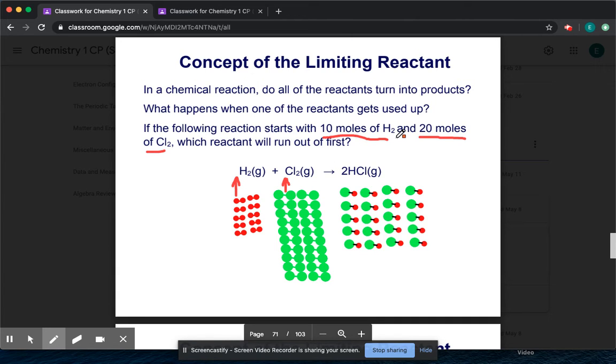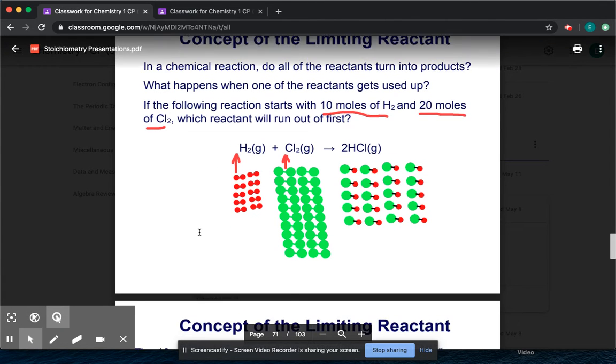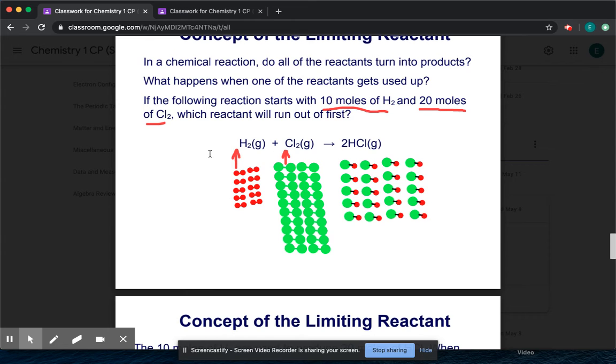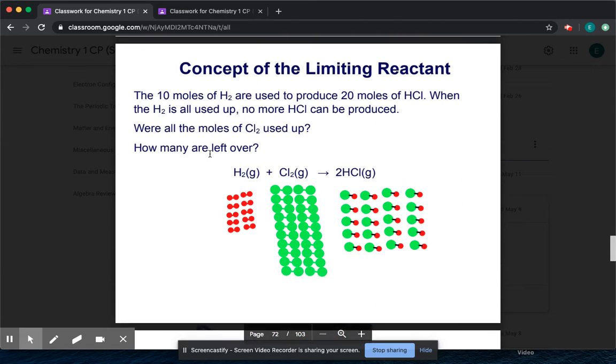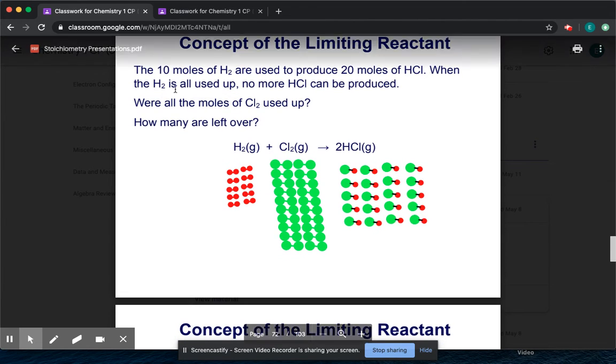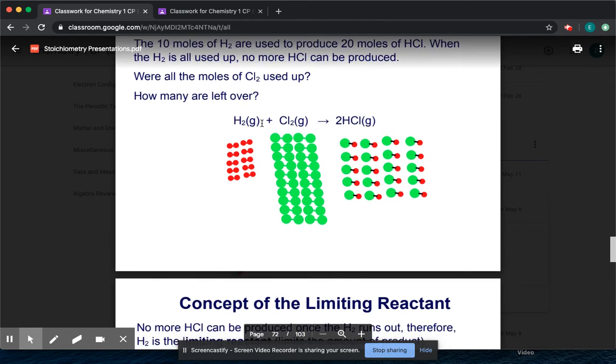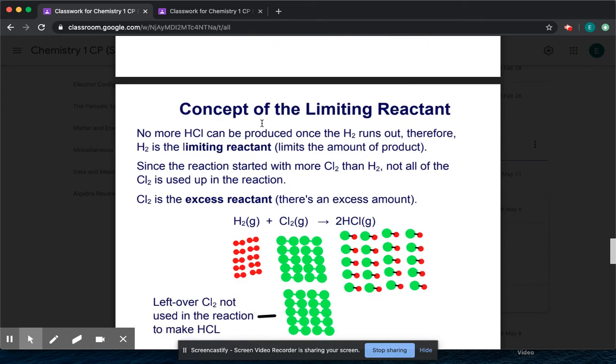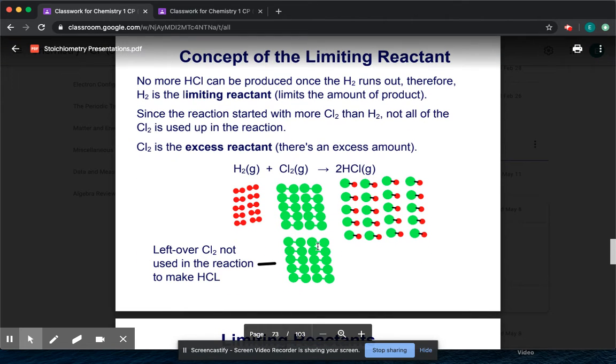So if we have 10 moles of hydrogen and we have 20 moles of chlorine, which one's going to run out first? Well, I think that it is obvious that it is the hydrogen. The hydrogen is going to run out first, okay? When we do the reaction, how much chlorine are you going to have left over? Well, how much hydrogen are you going to use up? You're going to use up all 10 moles, and it's a 1-to-1 ratio. So when you use up the 10 moles of hydrogen, you're going to use up 10 moles of chlorine. What are you going to be left with? You're going to be left with 10 moles of chlorine.